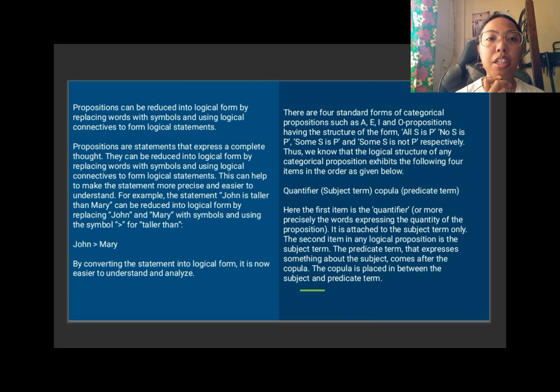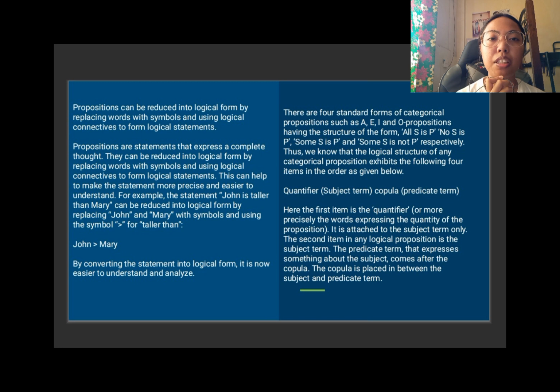For example, the statement "John is taller than Mary" can be reduced into logical form by replacing John and Mary with symbols and using the symbol greater than for taller than. John is greater than Mary by converting the statement into a logical form. It is now easier to understand and analyze.